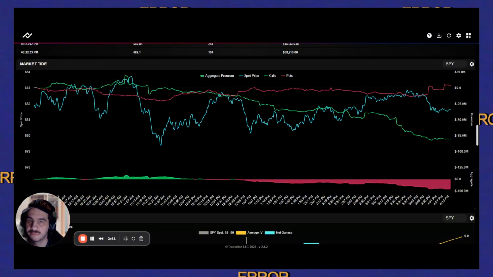The green curve is going to be our aggregate premium. Again, this combines everything, calls and puts, and it gives you real sentiment in real time. Now let's talk through the exact Market Tide chart that we're looking at today. And this is where the magic happens.